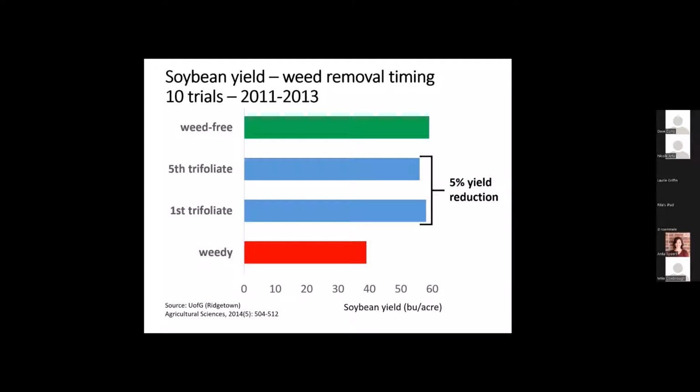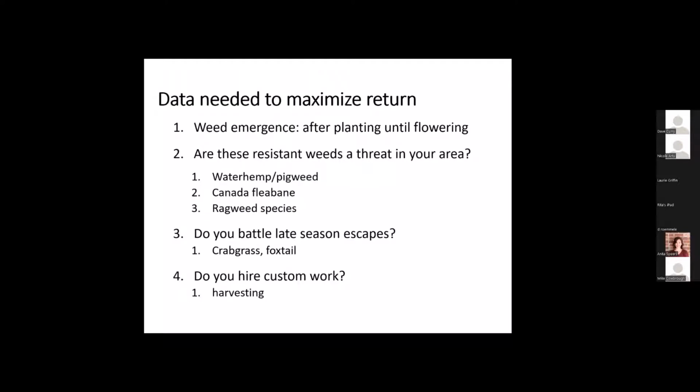So from a practical perspective on the farm, what's the data we need to maximize herbicide return, and in particular the use of maybe soil residual herbicides? And that's to clearly identify in each field what our weed emergence patterns are. And this is something you might have to hire out. You get a crop scout to do it. But if we can understand what the weed emergence patterns are from after planting until flowering, that really is powerful in terms of allowing us to prioritize which fields need attention sooner than others. And this is particularly beneficial if you have lots of acres to cover.